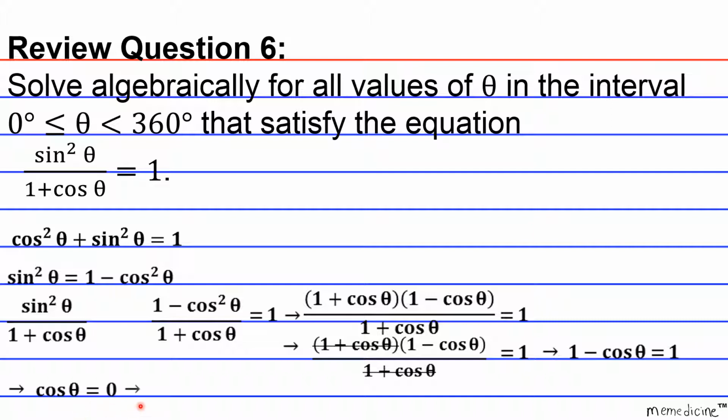And then we can carry out the same steps we did previously, take the inverse cosine function to figure out what theta is. And you're going to get 90 degrees on your calculator, but then you also have to remember to check the other quadrants, and the other angle within this interval that has a cosine of 0 is 270 degrees, okay?